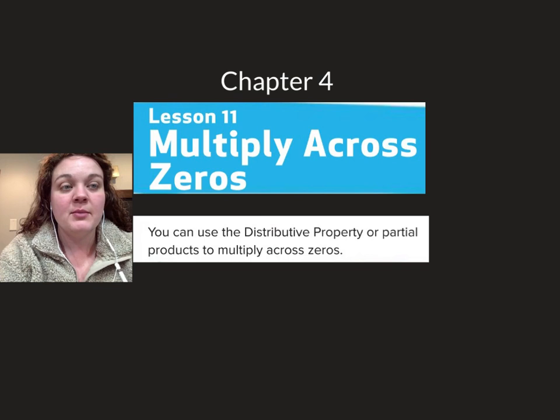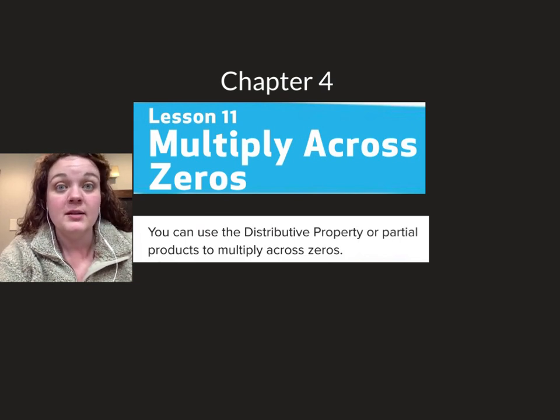Today we're going to be talking about multiplying across zeros. Now, sometimes when kids get to something that looks a little different, they kind of pause and say, oh, this looks completely different. So we're going to look at that today. What happens if there is a zero? It says you can use the distributive property or partial products to multiply across zeros. So we're going to explore that a little more.